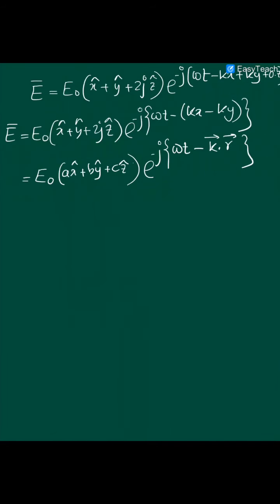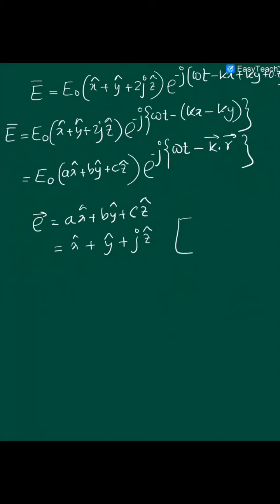So in our case you can write, for example, E vector as a x cap plus b y cap plus c z cap. In our case, a is 1, so x cap, plus b is 1, y cap, plus it is j, meaning e to the power j pi by 2, z cap. Just write it, and j is basically equal to e to the power j pi by 2.